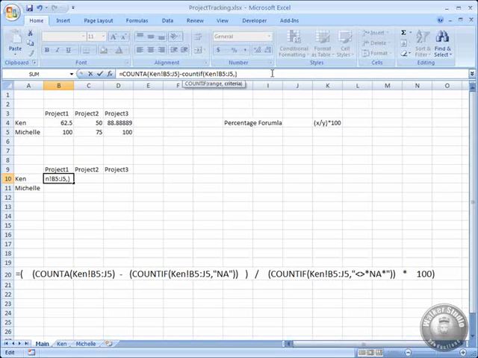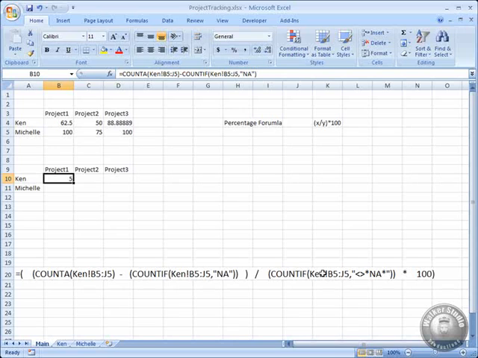Okay, what is our criteria? Anything that is NA, we want to get rid of it. NA. All right, so we go through the range, do COUNTA, anything non-zero, but then we want to go through that same range and subtract anything that is NA. So we should get a number 5 here. Yep, there we go.